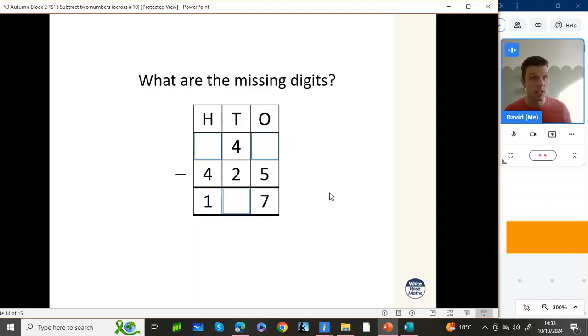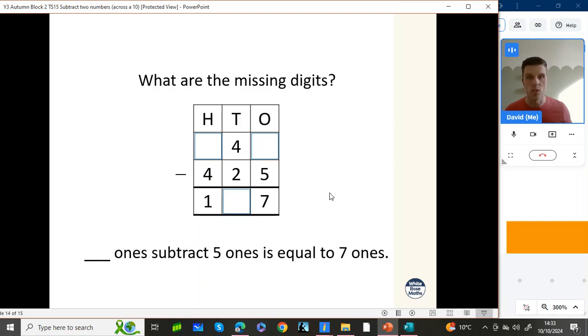Okay, so let's have a go through the answer and see if you were correct. So something ones subtract 5 ones is equal to 7. To work that out, we add the two together. So 5 plus 7 is equal to 12. That's what we call using the inverse. But we've got a problem. We can't write 12 in the ones column. So working backwards, we know we've got to have 2 in the ones column. And we're going to use the exchange.